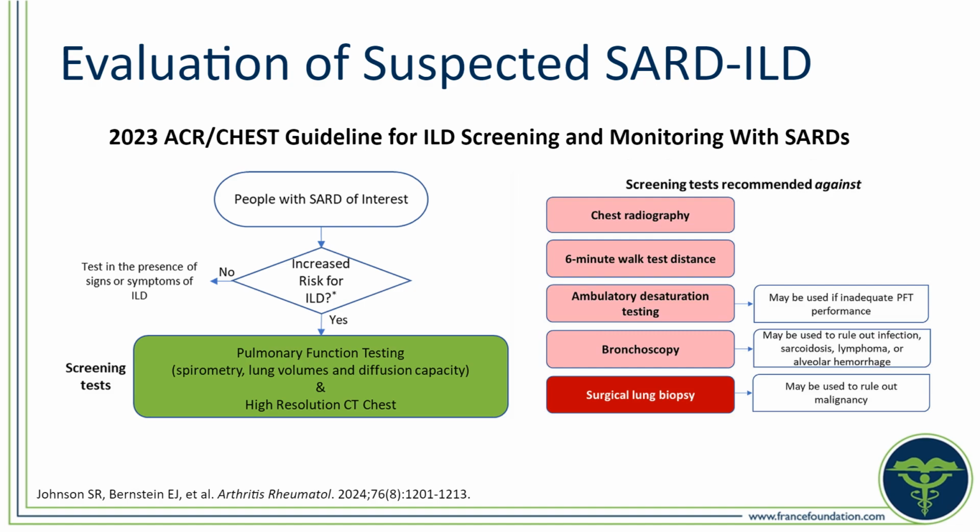These guidelines start by identifying patients who have rheumatic diseases and assessing the risk for interstitial lung disease. If patients are not at an increased risk, then no additional testing is recommended. For those who are at increased risk, the recommended tests are pulmonary function tests and a high-resolution CT scan. Tests that are conditionally recommended against include chest radiography, 6-minute walk test distance, ambulatory desaturation testing, and bronchoscopy. A surgical lung biopsy is strongly recommended against in these guidelines.